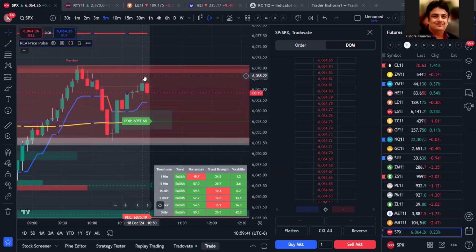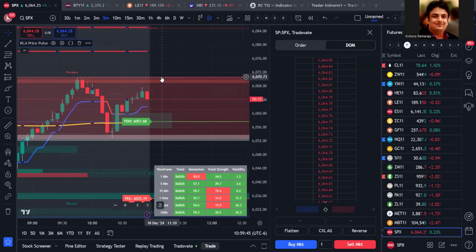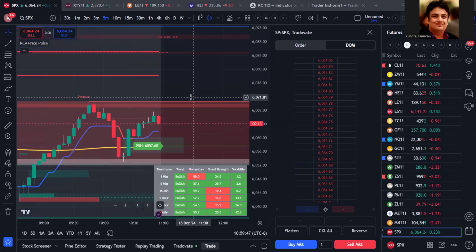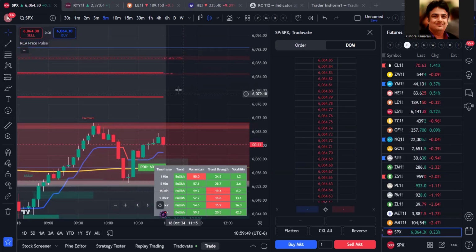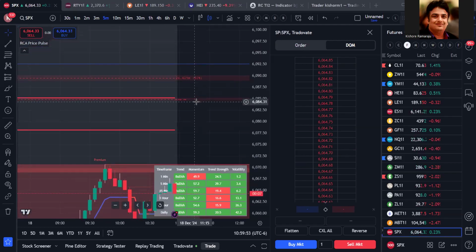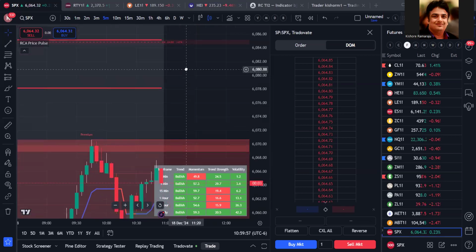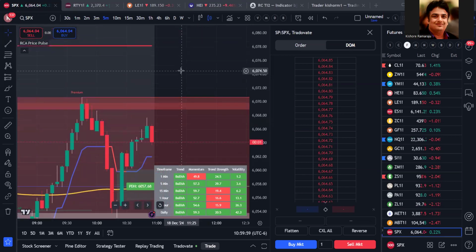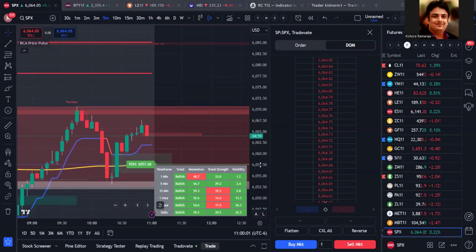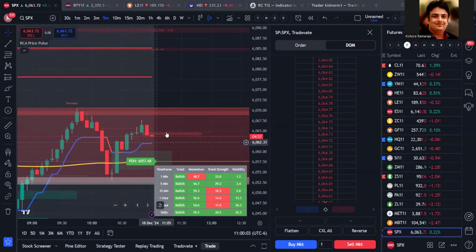So now it is holding. So this is our target one. This is our target two. This is our target three. Better you close everything here because there is a major sell order block. If you are buying SPX calls or anything, that is your major resistance.